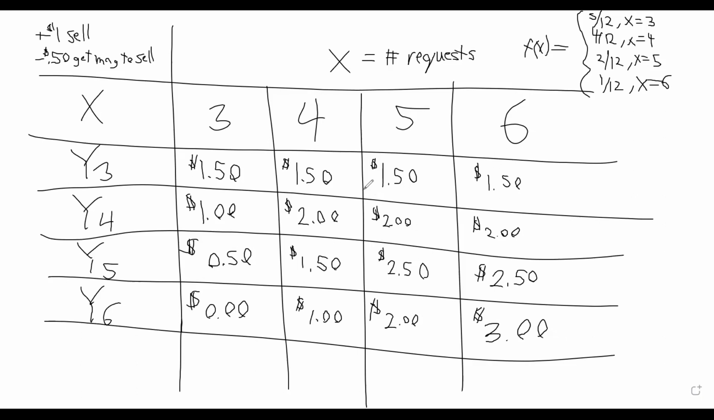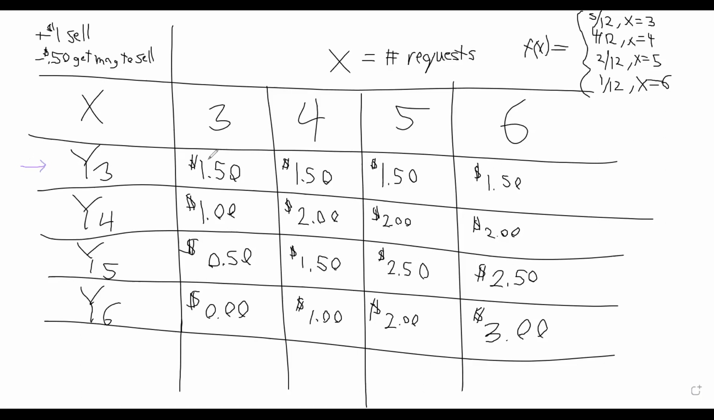Okay, so these are all the possible values of each random variable. And so to find the expected value of each, you would just take all the possible values and then multiply them by the probabilities. Okay, so let's start with y sub 3.